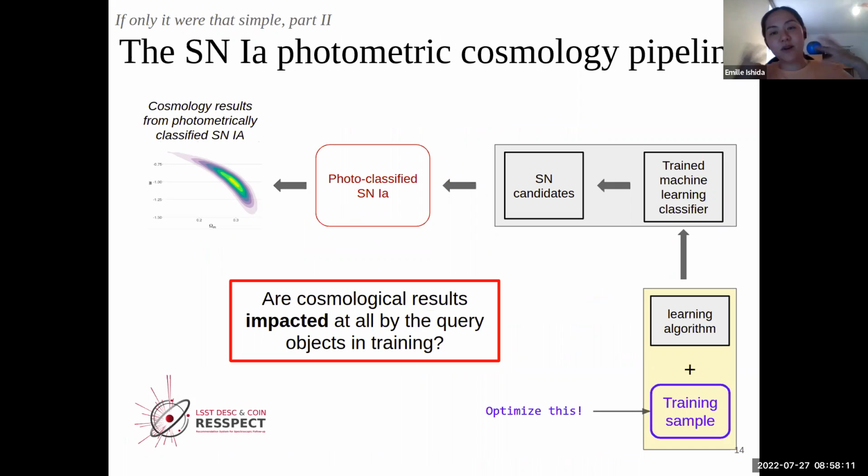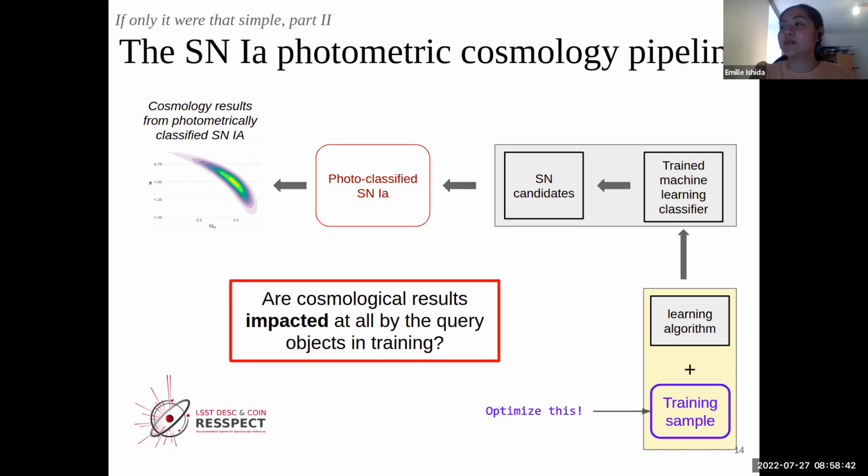Beyond all of this complexity, one other thing that we have to take into account is why we are doing this. This is what I was talking to you about in the beginning. In the context of supernova cosmology, we are doing this because we want to do photometric supernova cosmology. So we don't want just any good classification results. We want a classification result that will allow us to have better cosmological results in the end.